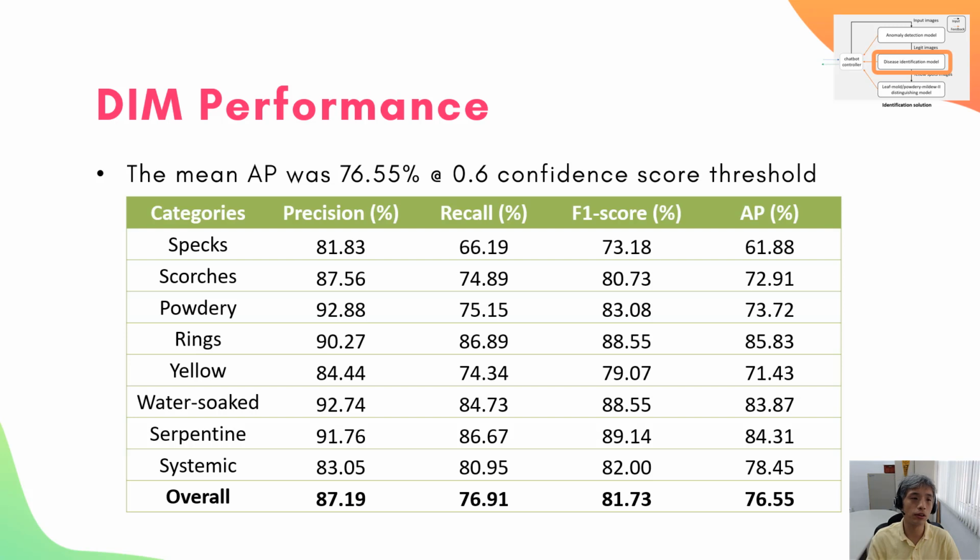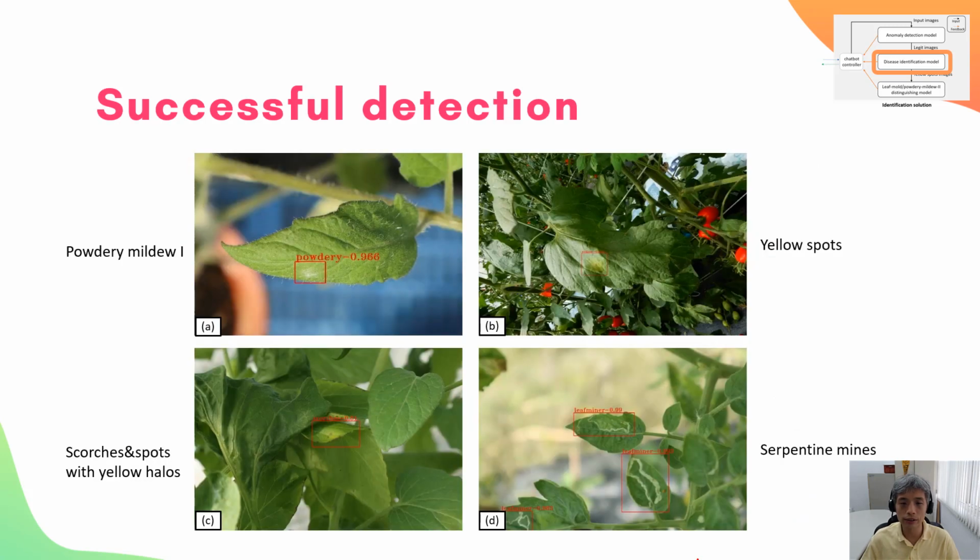And here is the performance of the disease identification model. Here you can see that it reached a mean average precision, mAP, of approximately 76%. It doesn't look high, but let's check it later. Here are the results. You can see that even when the lesion is very light, only a little bit wide, we can still detect it. And for the case that the image background is very complicated, we can still detect it, and we can detect several objects in one image.